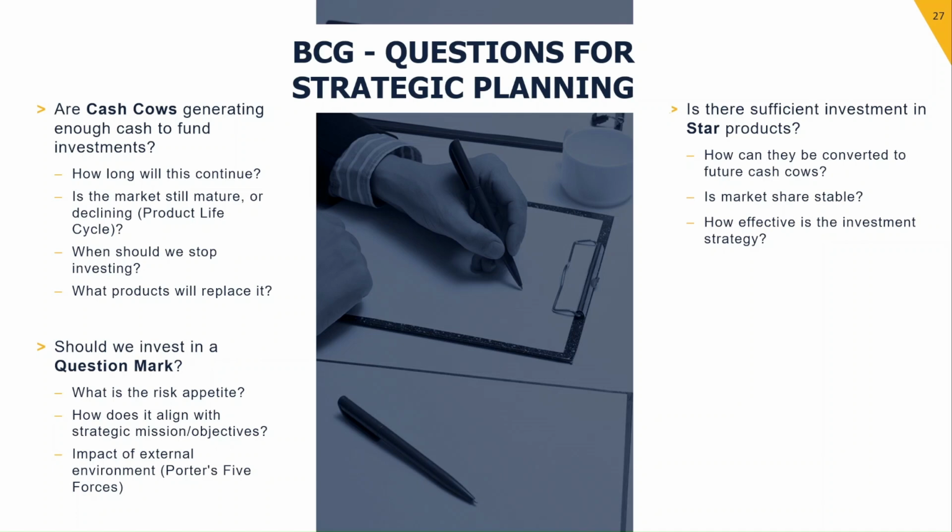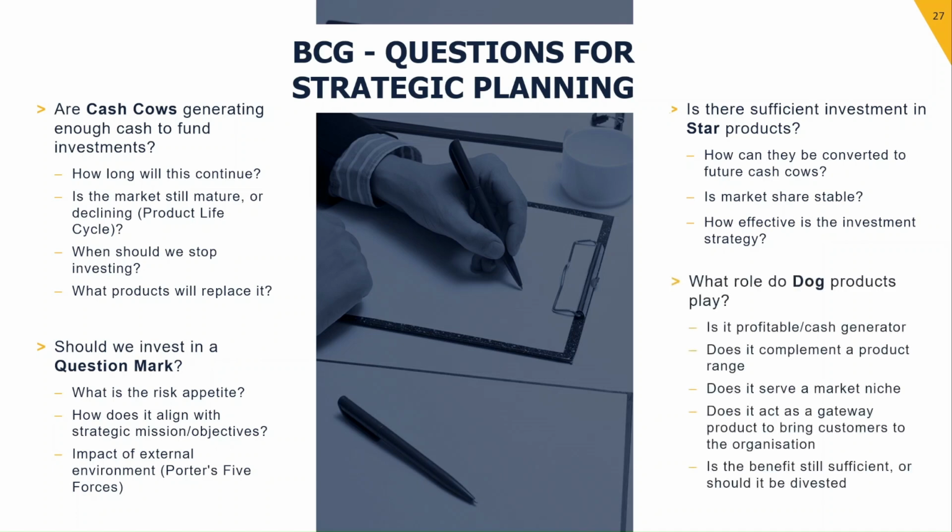Impact of the external environment on the question mark. So maybe we just have to do this. Artificial intelligence is going to be a question mark for loads of different companies, but if everyone else is doing it. What role do dog products play?